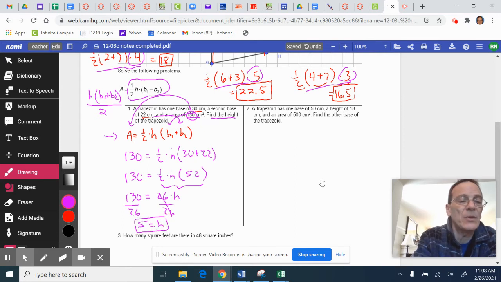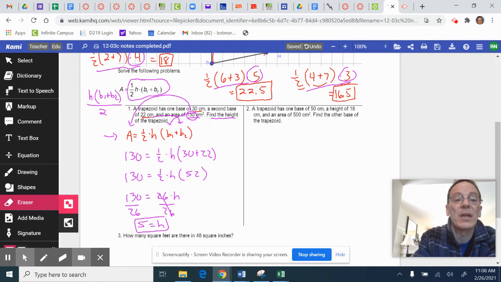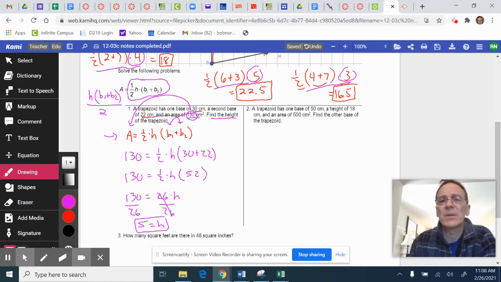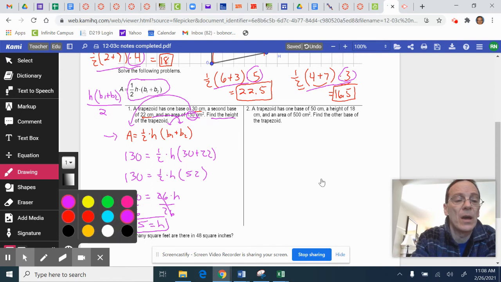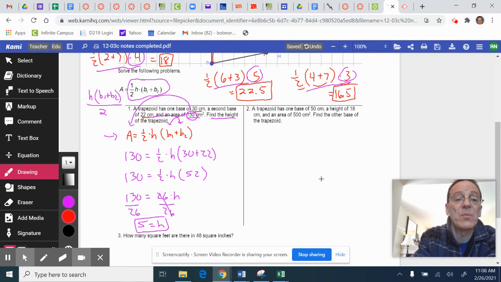But let me recommend a different step. Instead of multiplying the 1/2 times the 52, just because I think it's going to be really useful in the next problem, we could multiply both sides of this equation by 2 in order to cancel out that 2. And then we would get h times 52 is equal to, what's 2 times 130? 260. And then divide both sides by 52, and you're going to get the same answer.